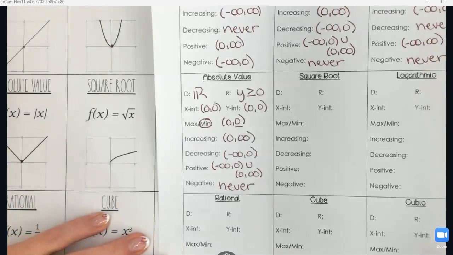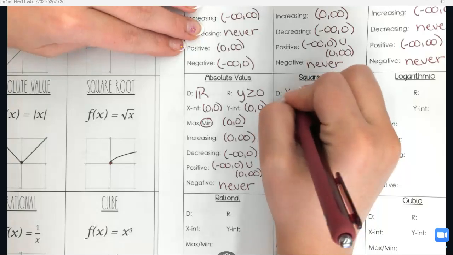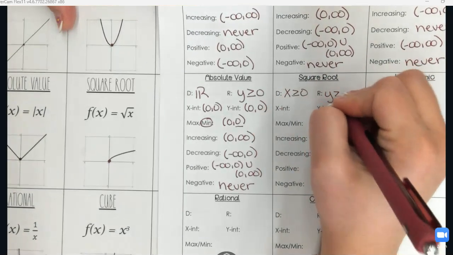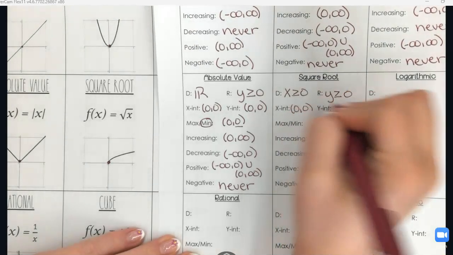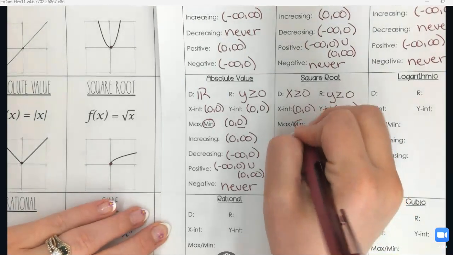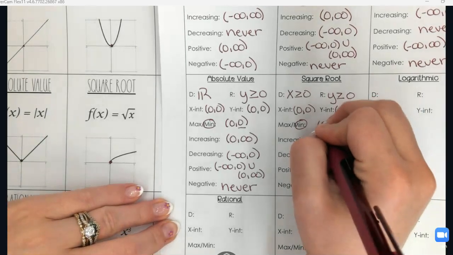Moving on to square root, this one starts at 0, 0 and goes on, so my domain is that x is greater than or equal to 0. Same for my range, y is going to be greater than or equal to 0. We're at the origin for our x and y intercepts. And then this one does have a minimum value because it stops at 0, 0. It does not go any further than that.